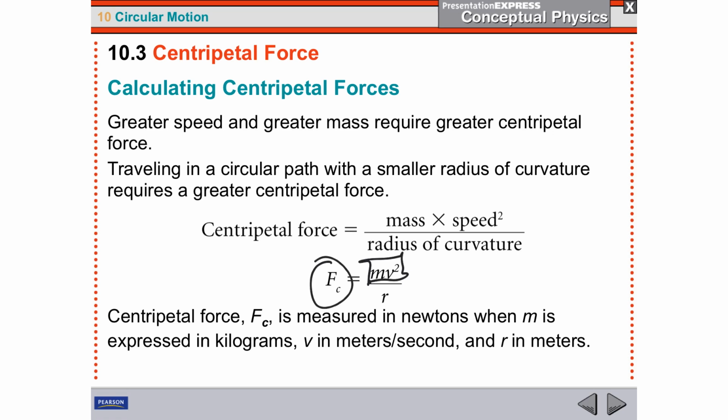So the bigger the r is, what's going to happen? This number gets smaller and the centripetal force gets smaller. So the smaller the r is, the closer towards the center that r is, the bigger the force.